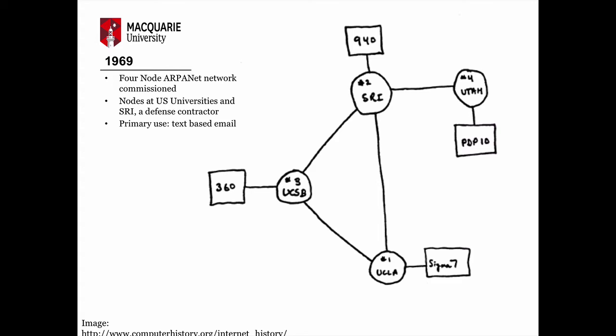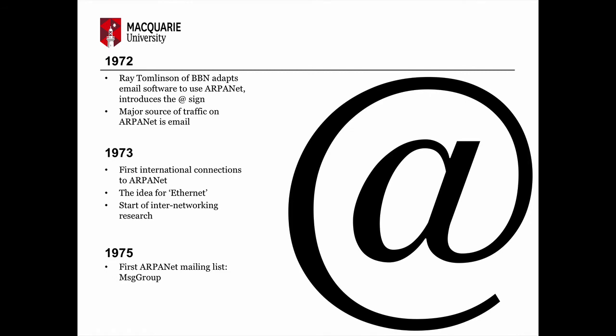And the primary use, so these things were connected up, and as I said, they were all about trying to allow people to make use of resources at other sites. But as it turned out, the primary use that this network had was email. Text-based email was how they started to use these systems. So that was a bit of a sideways step, not what was intended or planned for this usage, but that's what became the most interesting part of it.